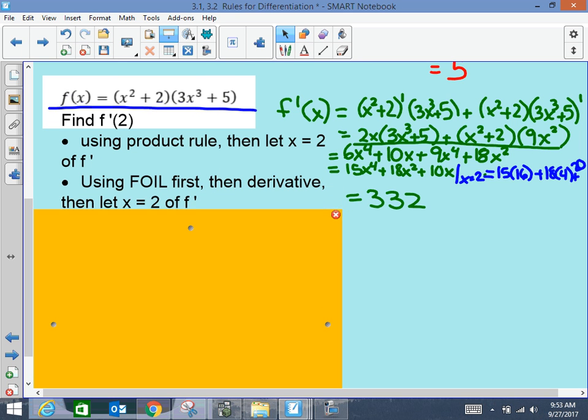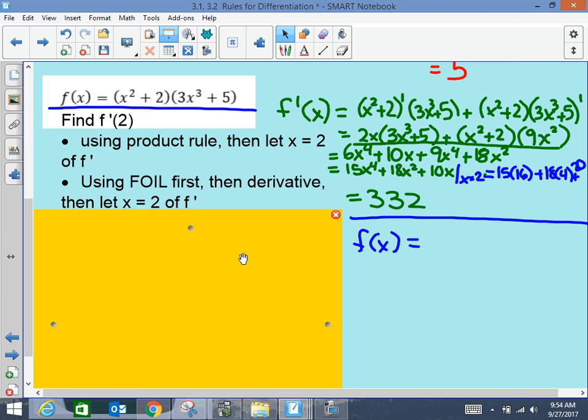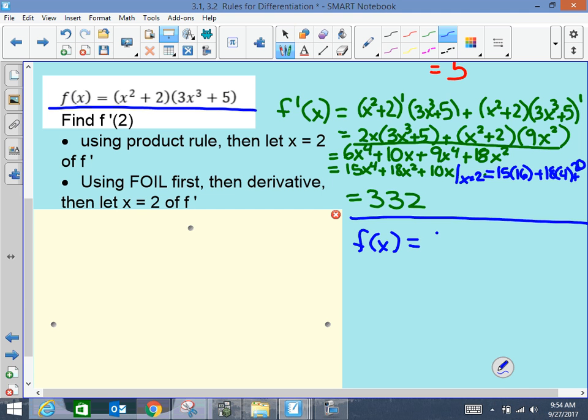All right. Now the next piece is using FOIL first, as in multiply it out, then find the derivative. So, new problem. We're changing f of x to be its multiplied version. Okay, so, Leah, why don't you FOIL it for us? 3x to the 5th plus 5x squared plus 6x to... Wow, she's quick. Good job. Now, please notice it's still called f, not f prime.